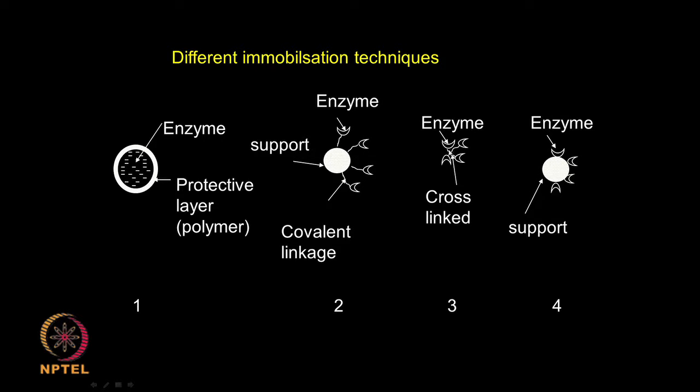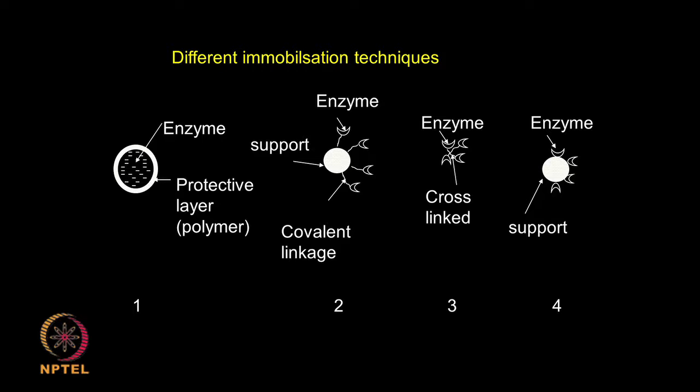Cross linking, the enzymes can be cross linked, okay, to each other, so that they do not lose their activity. Another approach is using the enzyme with the support, okay. So, the enzyme is adsorbed on the support. Mostly it is a non bonded interaction, unlike the covalent immobilization where there is a bonded interaction between the support and the enzyme. Here it is more a non bonded type of interaction. All these will preserve the stability and the activity of the enzyme.